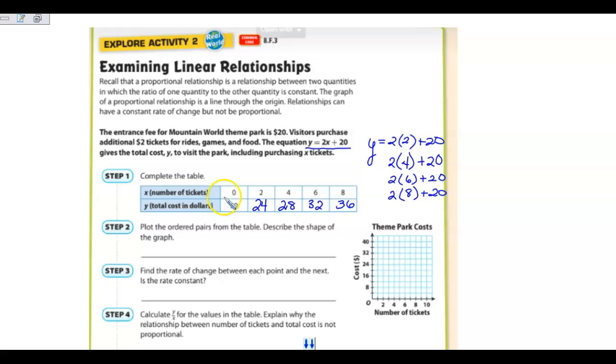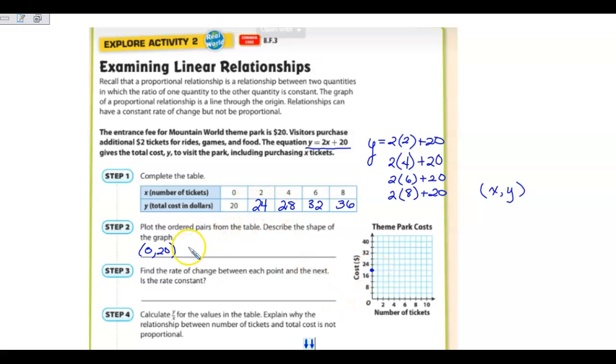Now we're going to take these, and these are ordered pairs. Here's my X value and Y value. And remember, when we have ordered pairs, X is our first value, Y is our second value. So they said X is the number of tickets, that is your value along the X-axis. Y is the total cost in dollars, and that is along your Y-axis. And they want us to plot these ordered pairs. So my first ordered pair is 0, 20, and that one is right about here.